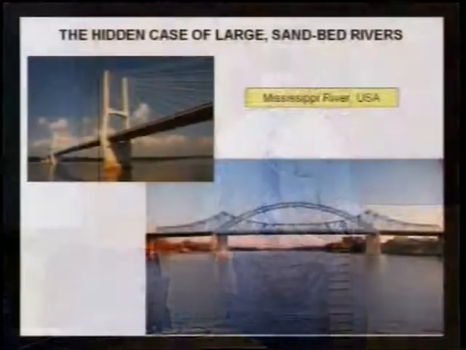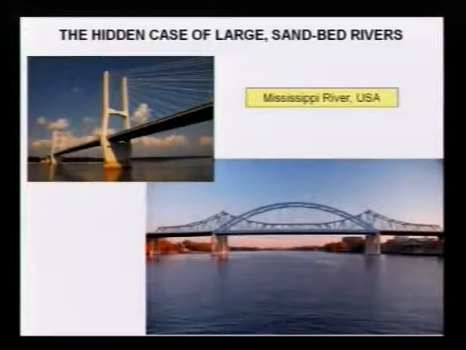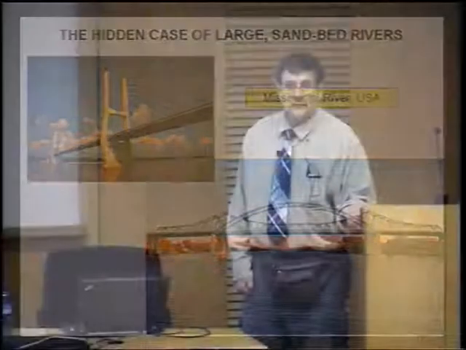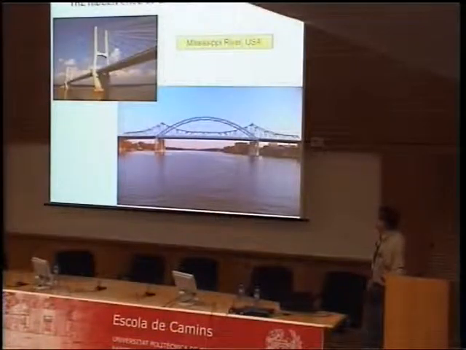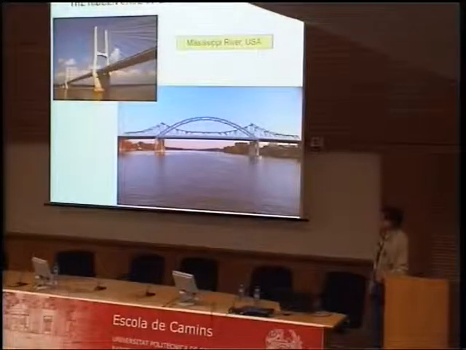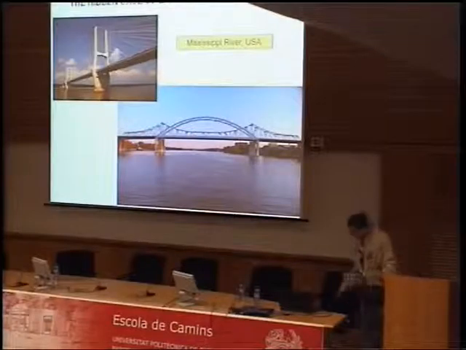I'm going to talk about a hidden case, which is the bridge scour that results around large sandbed rivers, which you can never see because the bridge piers are deep and the river is perennial, covered with water, so it's very, very hard to see what is going on. The particular examples here are from the Mississippi River. This is further south than Illinois, but it shows some images of bridges where we must design for scour in a deep sandbed river.